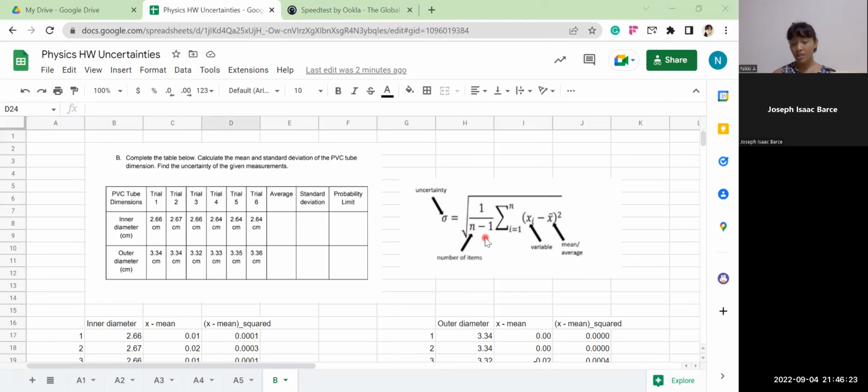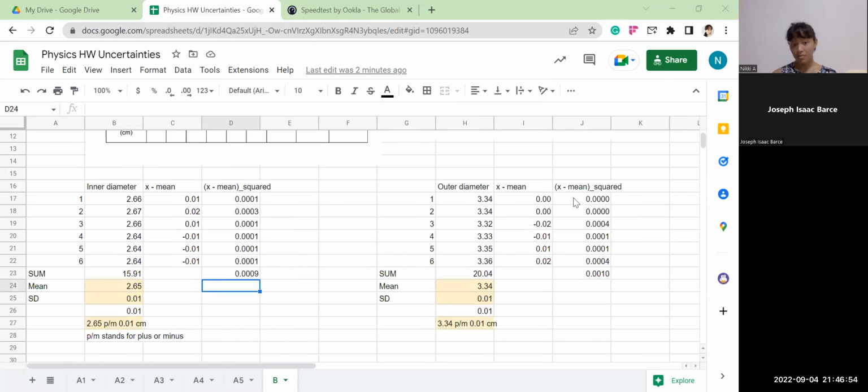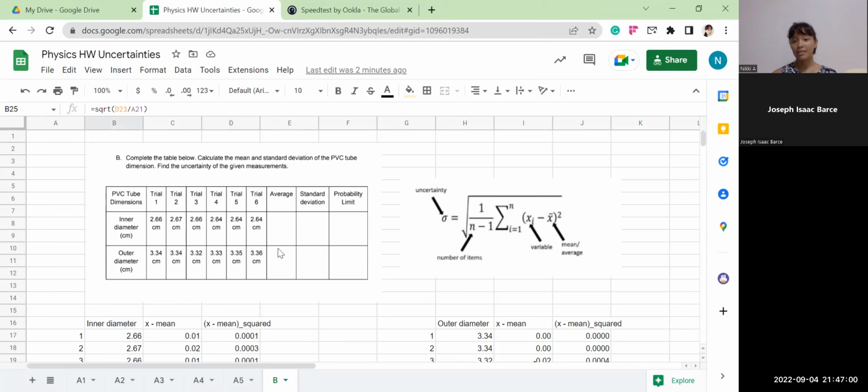n minus 1. What is n minus 1? 6 minus 1, 5. Right. So, get 0.0009 divided by 5. 0.00018. And then get the square root of that thing. 0.01341. Very good.